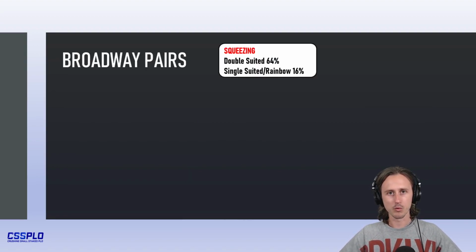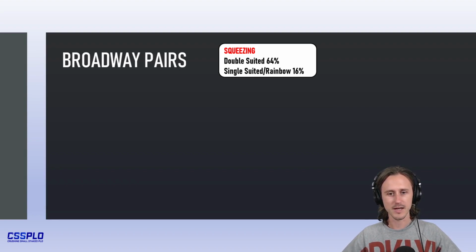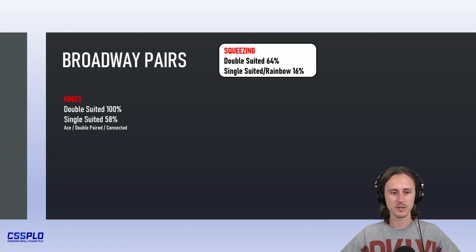First of all, let's look into the Broadway pairs. When we look into Broadway pairs, remember, we're not talking about aces here because aces are always being squeezed basically. When we look into Broadway pairs that are double suited, you can see that these hands are being squeezed 64% and single suited or rainbow versions are only squeezed 16%. So there's the first big difference already. When we separate a little bit further, you can see that kings that are double suited are always being squeezed in this situation. Single suited kings are being squeezed 58% of the time.